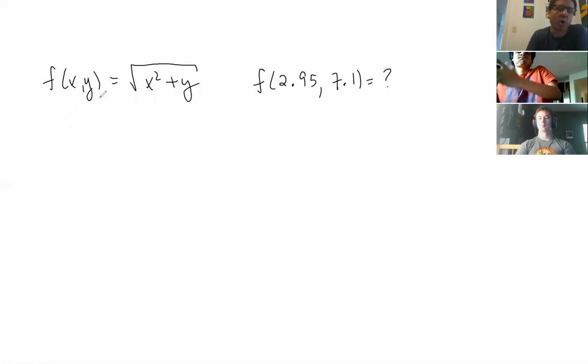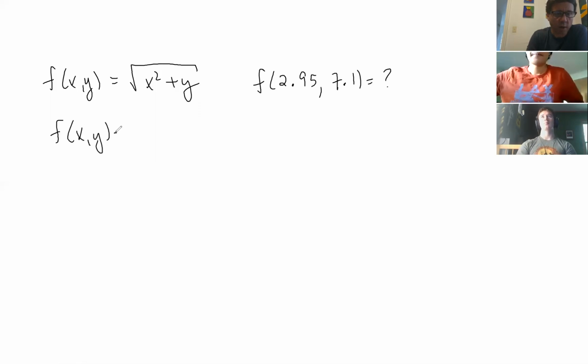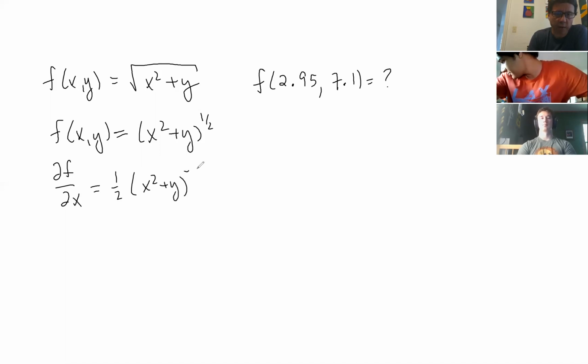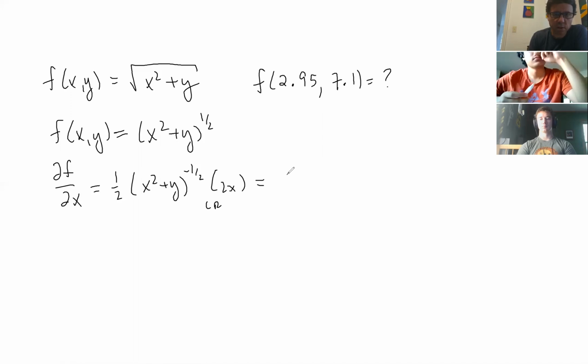So we need the partial derivatives of this thing. Maybe I should rewrite it first as x squared plus y to the 1/2 power. Then my partial derivative with respect to x will be 1/2 (x squared plus y) to the negative 1/2, and then a chain rule to get 2x. Clean it up a little bit: x on the top, the twos cancel, and I'd have the square root of x squared plus y in the denominator.